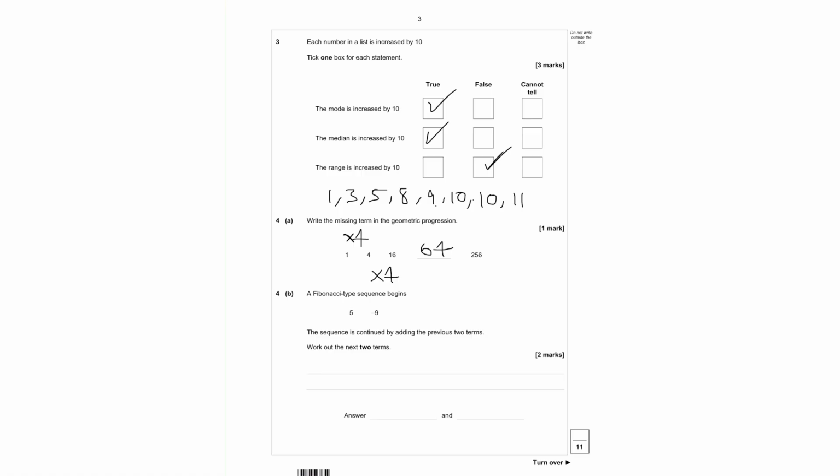Moving on to part B, and we're given a Fibonacci type sequence that begins 5, minus 9. In any Fibonacci sequence, you add the previous two values together to get the next value. So in this case, we add 5 to minus 9, and that will give us the next value, which is minus 4. And then we add minus 9 and minus 4, which is minus 13. So those will be the next two terms, which I'll write here.